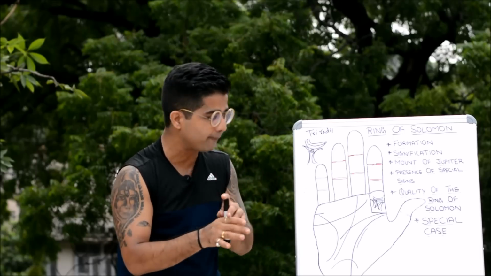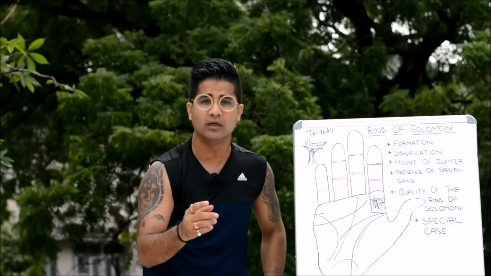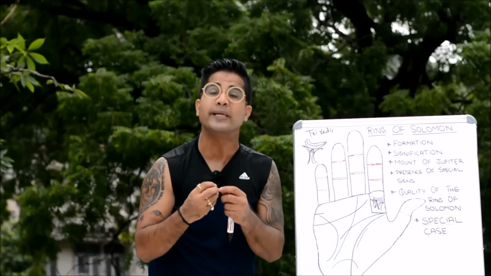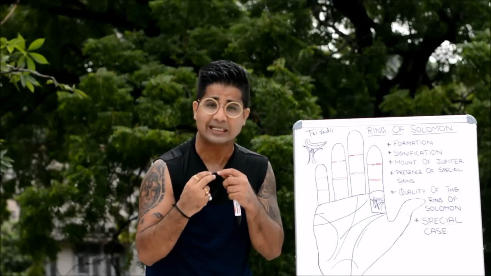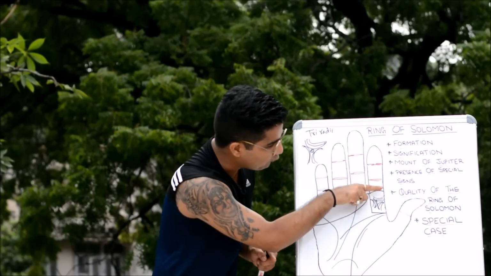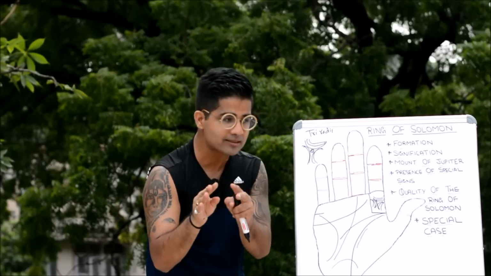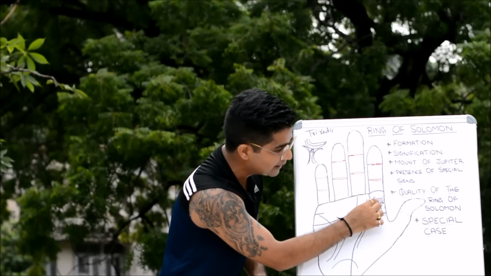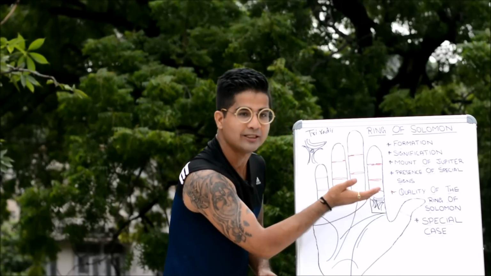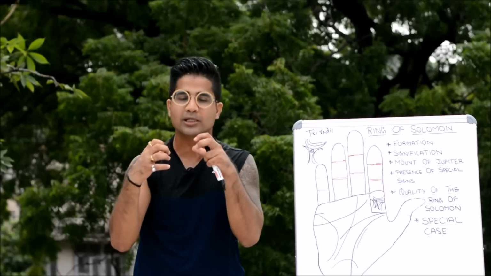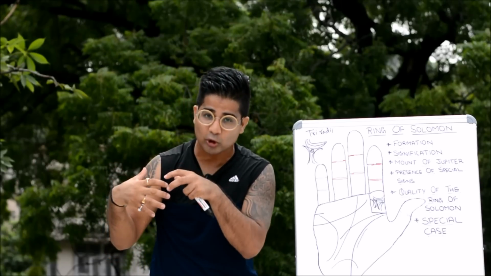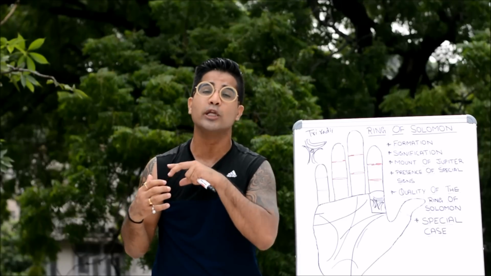So a quick recap, when it comes to the judgment of the mount of Jupiter, first thing is that this mount should be risen, swollen. Second, the color should be pink. Third, the finger should be long and high set, and last, the axial triradius should be high set on the mount. This would indicate that the person has got all the Jupiterian qualities.